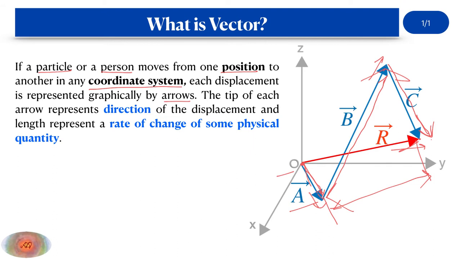But in any other case, if you want to examine some physical property of some particle or some event which changes with direction, then you can represent the length of the arrow along the particular direction as the rate of change of that physical quantity associated with that particular event. Therefore, you have to keep in mind that a vector basically represents some physical event in three-dimensional space.